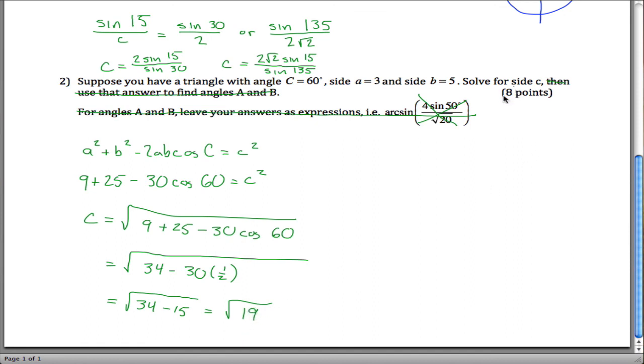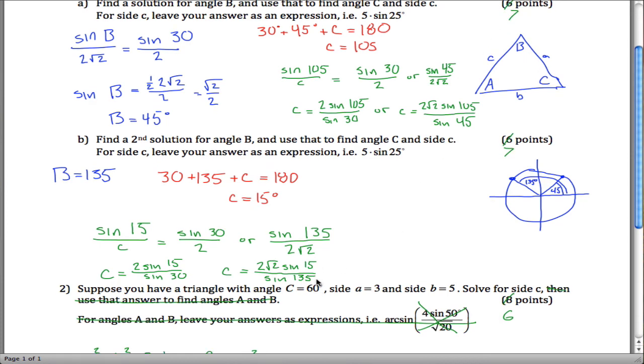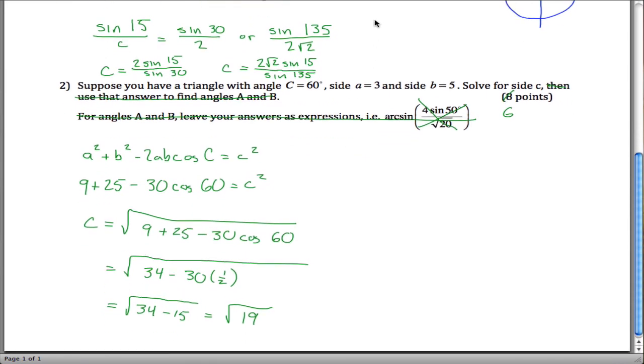Should probably change this. That one was a little easier than the other two, so maybe I make that 6 and make these 7 points each. She got a little more work to do up there. Whatever. Good enough. There's your solution for C, or for number 2, and that is the end of the quiz.